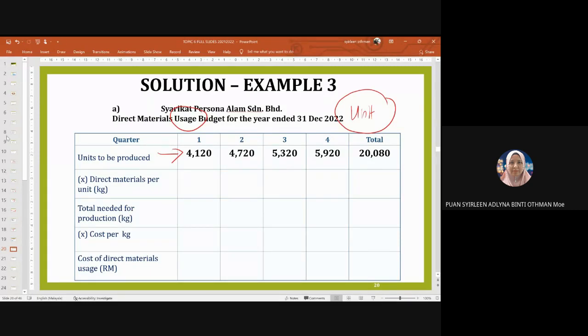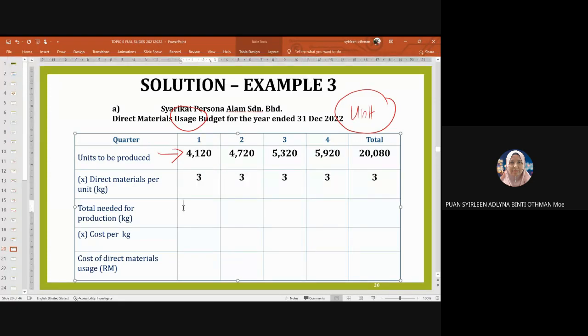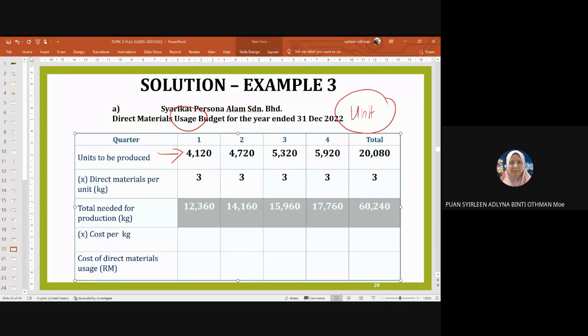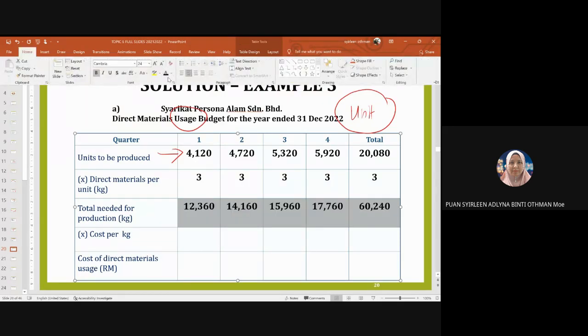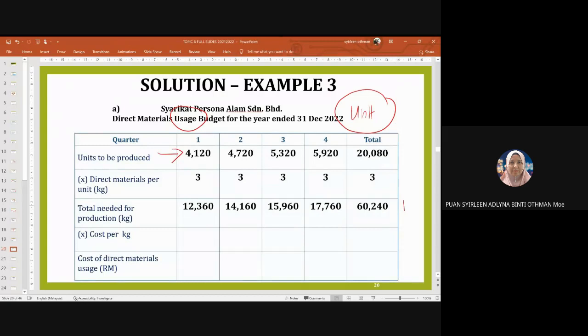Okay, so setiap satu unit perlukan 3 kg. So darablah 3. Alright, so 4,120 darab 3 kg. Lepas tu the rest of it pun kita darab 3 kg. Dia akan jadi total overall of 60,240 kgs. Saya perlukan 60,240 kilogram bahan mentah to produce 20,080 units of product. Okay, ini yang kita nak keluarkan 2022.